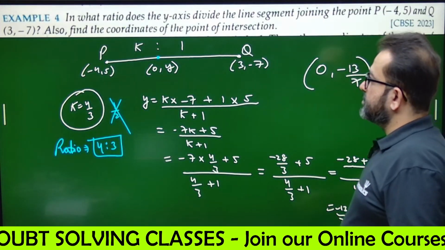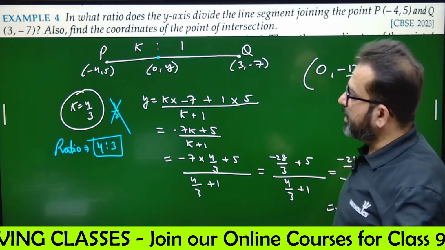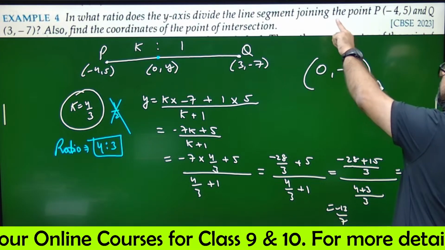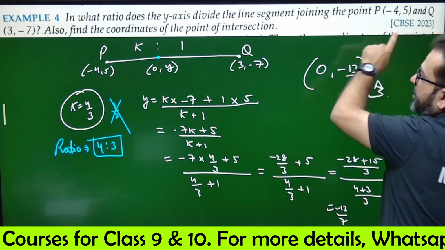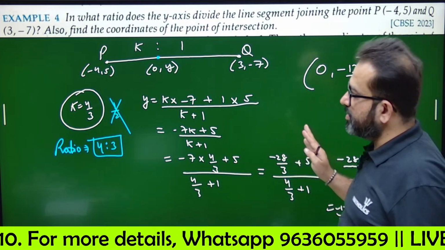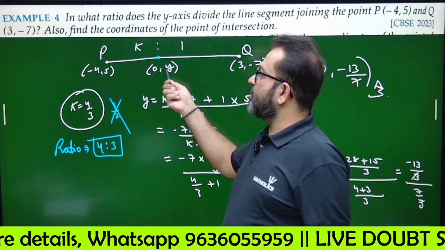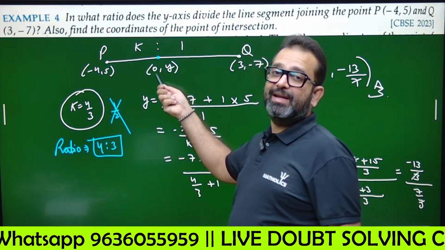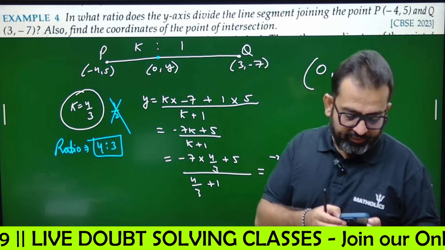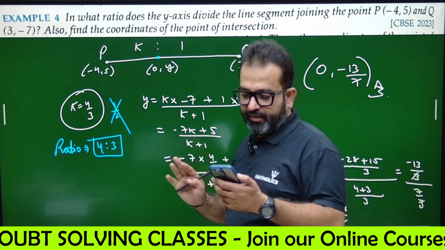So this question is for practice for yourself. In what ratio does the y-axis divide the line segment joining the points P and Q? Also find the coordinates of the point of intersection. Same question, only this point is on the y-axis. So we'll take it as 0 comma y. This is the only way we can solve this question.